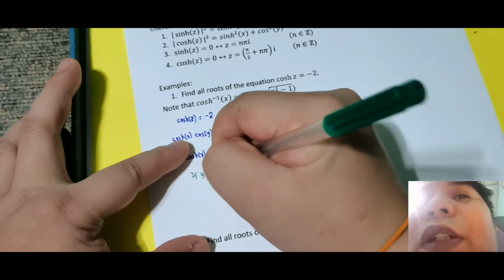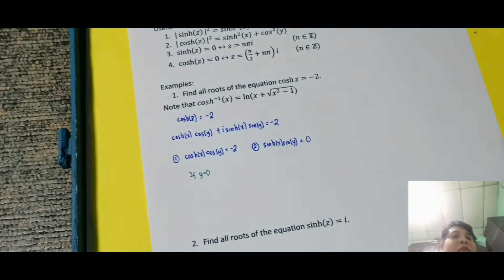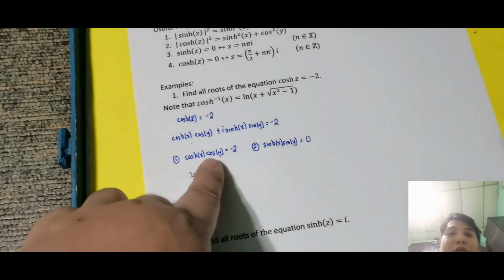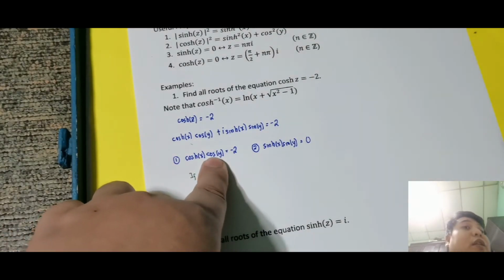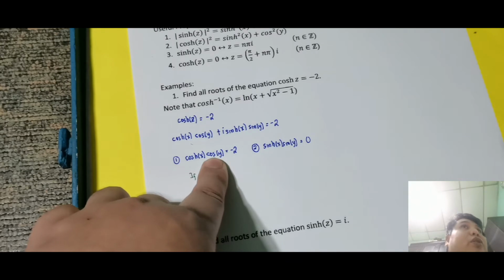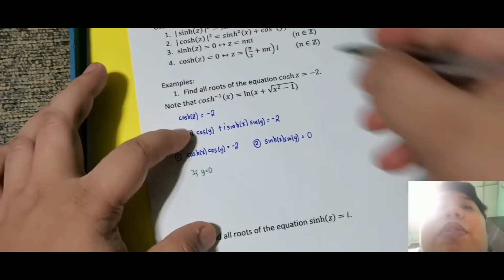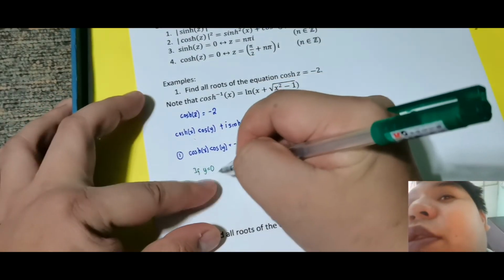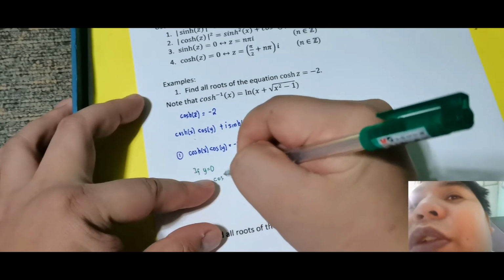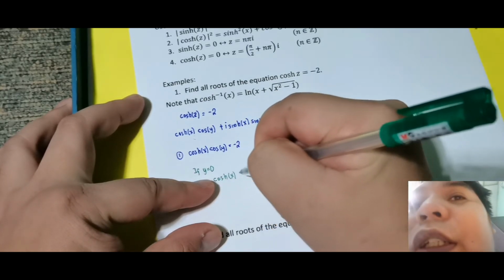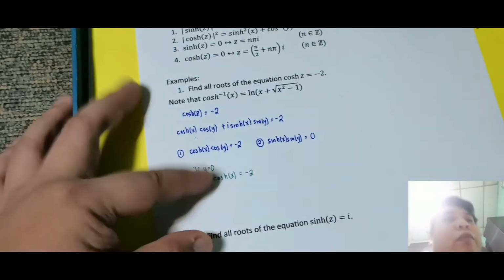So, if y is equal to 0, ano yung mga possible na sagot dyan? If y is equal to 0, yung cosine y is 1. Tama? Cosine 0 is 1. Okay, so therefore, yung equation 1 magiging ganito: cos of x is equal to negative 2.